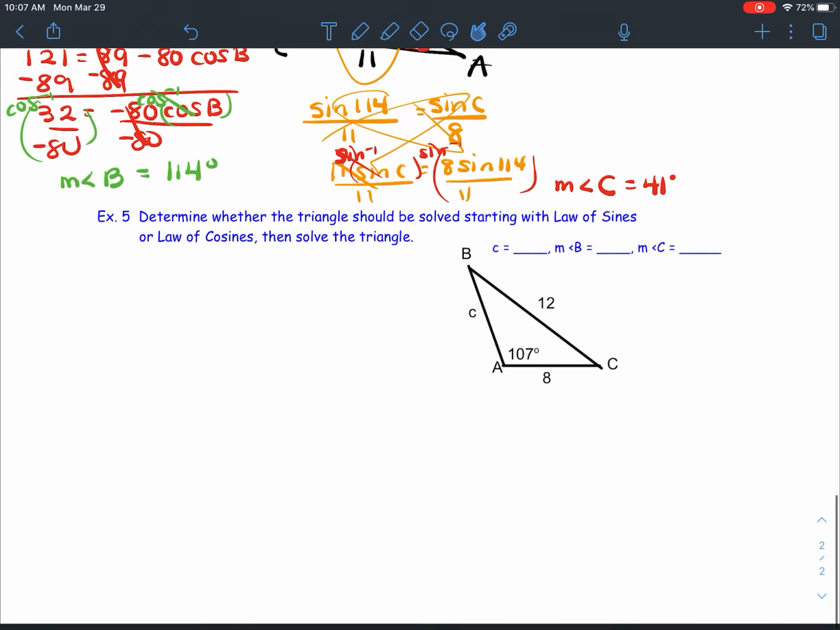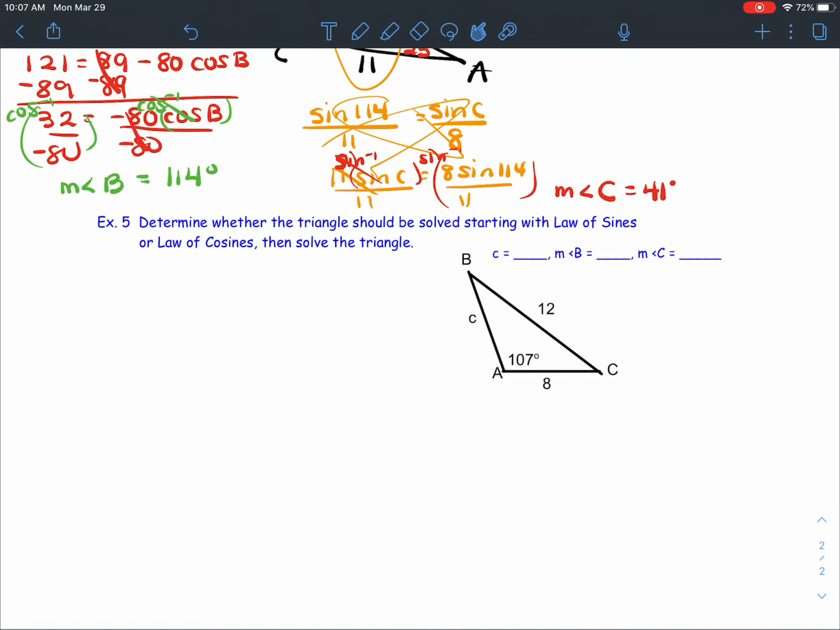Okay, just looking at example B, we're actually not going to solve the triangle, even though it asks us to do that here in this example. I just want you to look at the information that you're given here, and I want you to simply make a determination whether you think that we could begin this problem by using the law of sines, or if we're forced to start using the law of cosines.